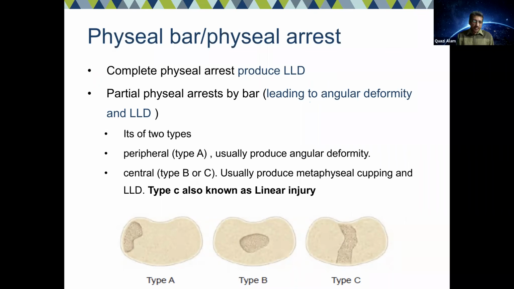This partial physeal arrest can be of two types. It can be a peripheral type, like this one. Usually it produces an angular deformity, but it can be a central type also. It can be exactly in central position, totally surrounded by normal physis, or it can be a linear fashion from front to back or side to side while surrounded on both sides by the normal physis.